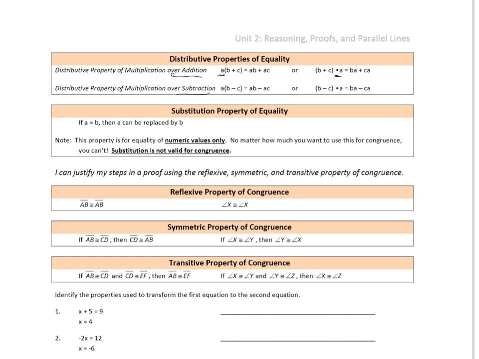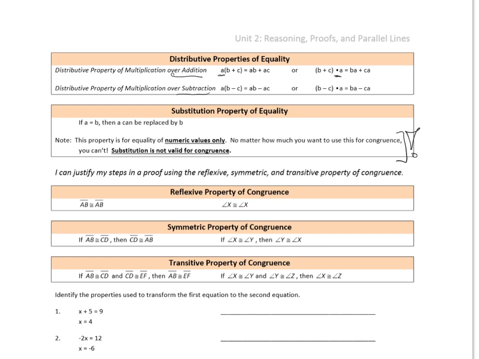Substitution property only works for numeric values. No matter how much you want to use this, when you have a congruent symbol, you may not use it in a congruent statement, ever. Substitution is not valid for congruence, so this is going to trip a lot of you guys up. And what do I mean when I say valid for congruence versus valid for equality?